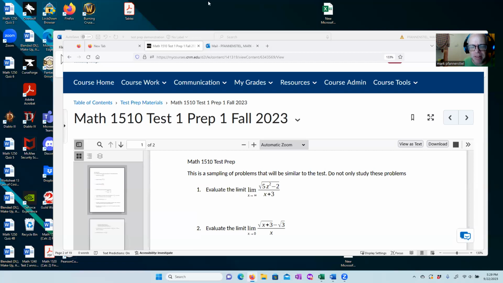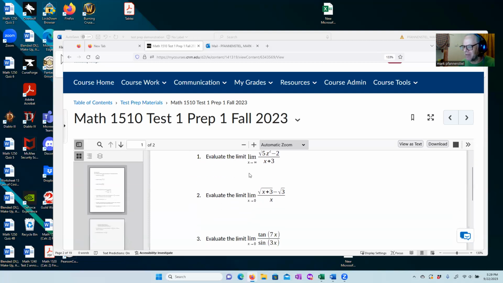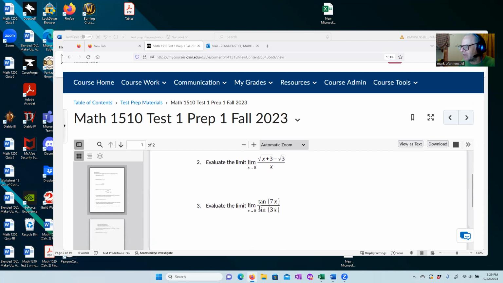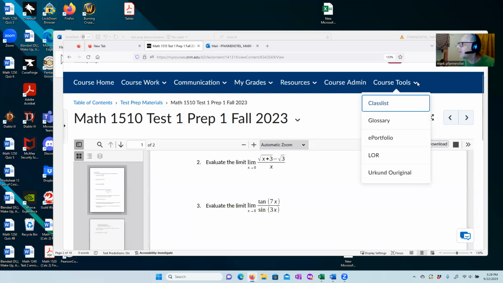All right, good evening. This is going to be Calculus Test 1 Prep, and I'm just going to go through the problems here and show you kind of what's expected with it. Okay, so we can see here, evaluate the limit, square root of x squared minus 2 divided by x plus 3. Evaluate the limit, square root of x plus 3 minus square root of 3, all divided by x, as the limit goes to 0. And then we have tangent 7x divided by tangent 3x, and that should be a good first part of this video here. So let's see here.